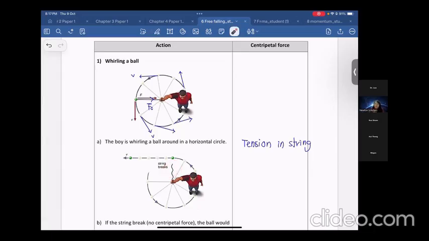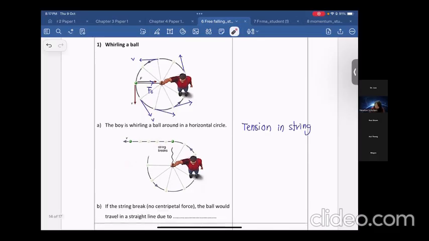Okay, at this moment, what's going on with your object? The ball here suddenly has no more centripetal force acting towards the center. Suddenly no more this force. Where is the object going? The object will continue its motion in the v direction that we drew just now. So if the string breaks and no centripetal force is provided, the ball will continue to travel in a straight line due to, we write it down, inertia.